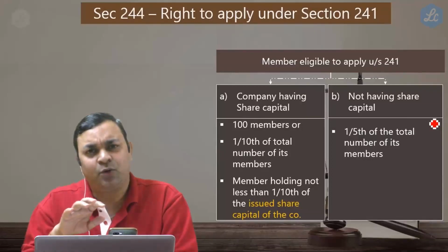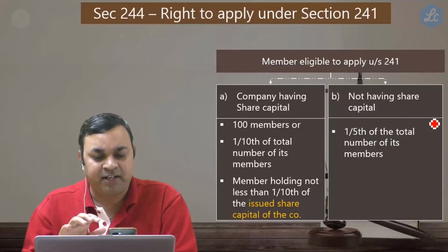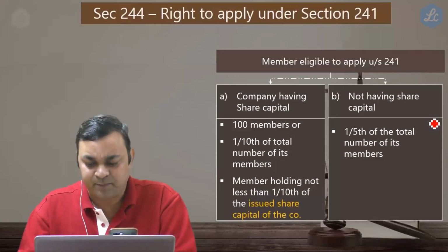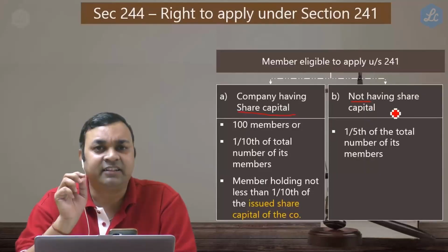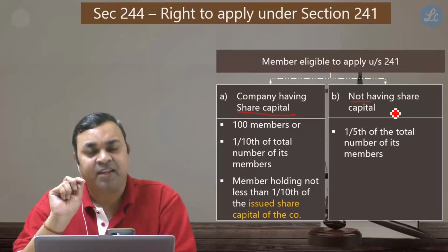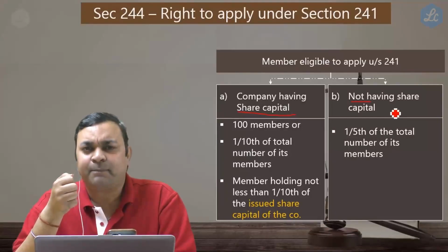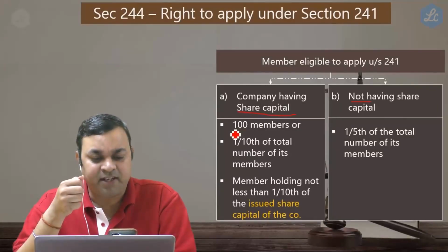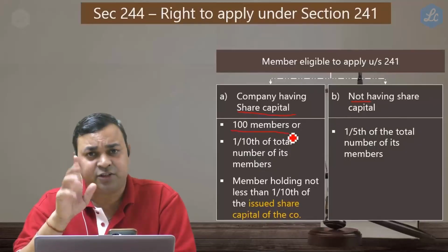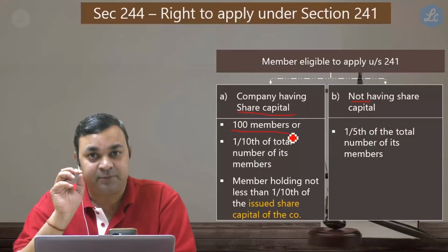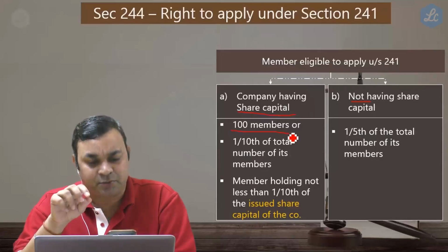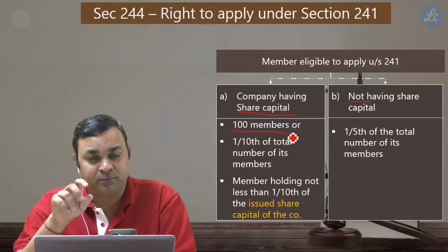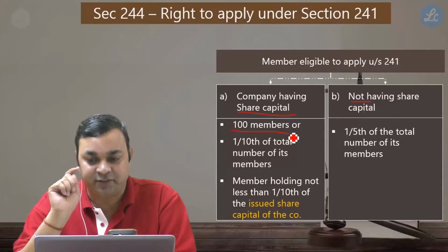They have divided the whole eligibility criteria into two parts: a company having share capital and a company not having share capital, right? So for a company having share capital, they have prescribed 3 criteria for eligible members. Like 100 members can apply under Section 241 to claim a relief. And those 100 members can be preference shareholders, equity shareholders, or both. Both also can apply. This is the first point.